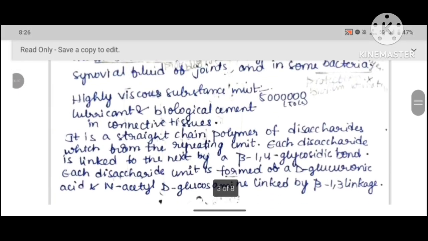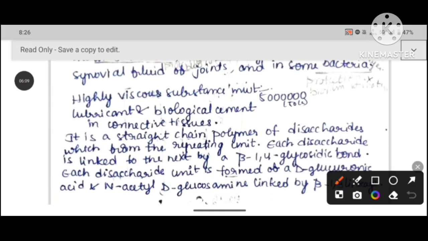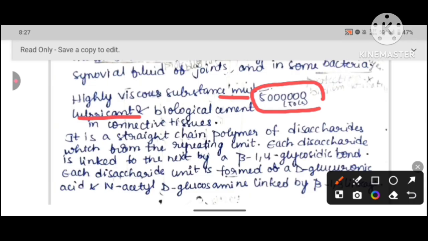Hyaluronic acid is a highly viscous substance having a molecular weight of 250 lakh Dalton. It acts as a lubricant and as a biological cement in connective tissues. It is a straight chain polymer of disaccharides which form the repeating unit. The repeated units of disaccharide compose a mucopolysaccharide like hyaluronic acid.